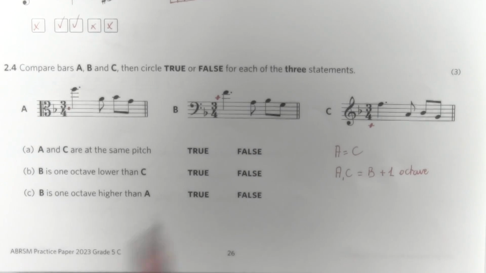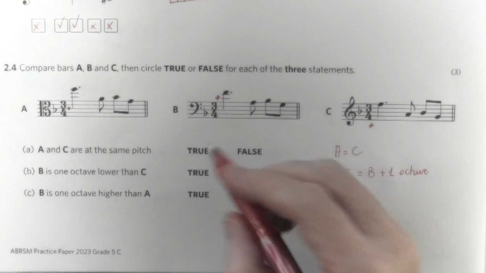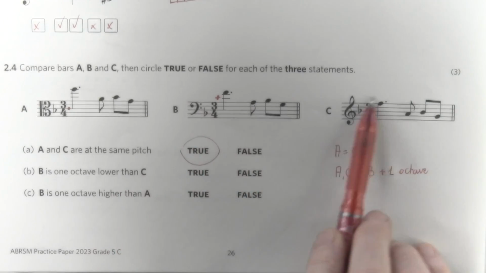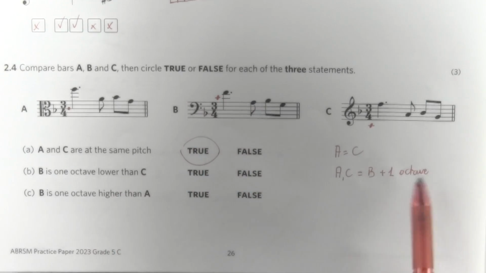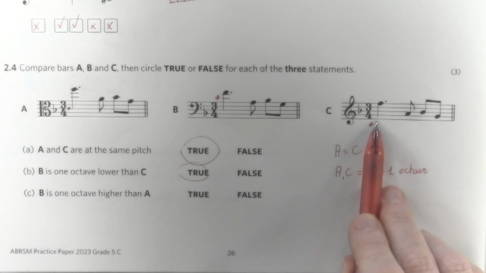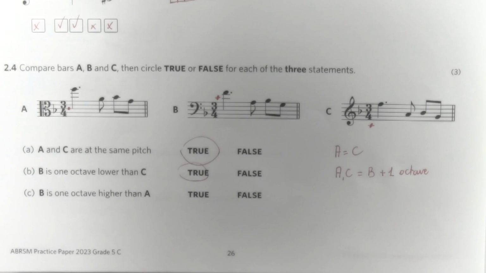I think that this answers all the question anyway. A and C are the same pitch. Yes, true. B is 1 octave lower than C. Yes, because B is plus 1 octave. So, no, hold on. Is 1 octave lower. Yes. Yeah, absolutely. This is an octave lower. It's just here. It's around here.